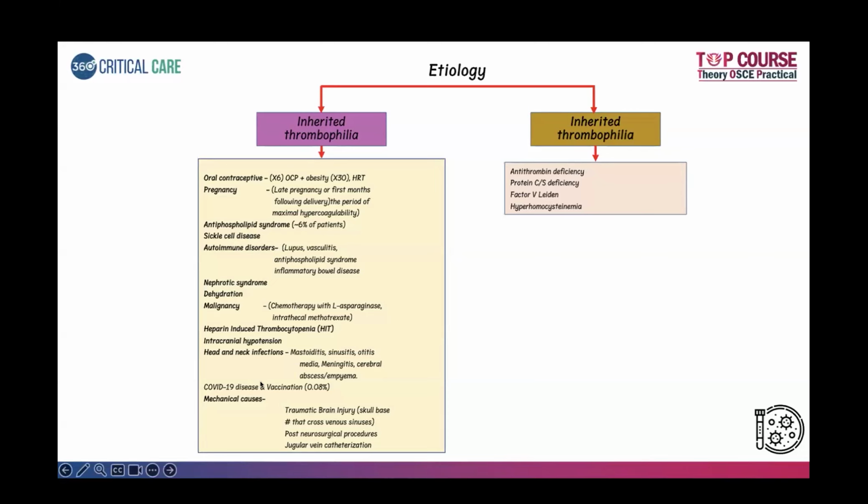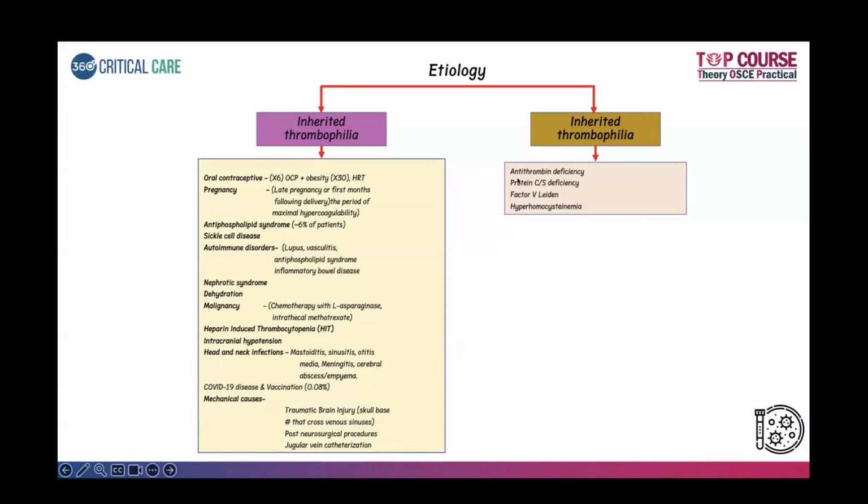Again, we saw an increased rate of venous sinus thrombosis in the COVID epidemic, up to 0.1% incidence of cerebral venous sinus thrombosis. And of course, mechanical causes are very important, like traumatic brain injury with a base of skull fracture, where the fracture line goes through the venous channel. Then they are very prone to causing venous sinus thrombosis.